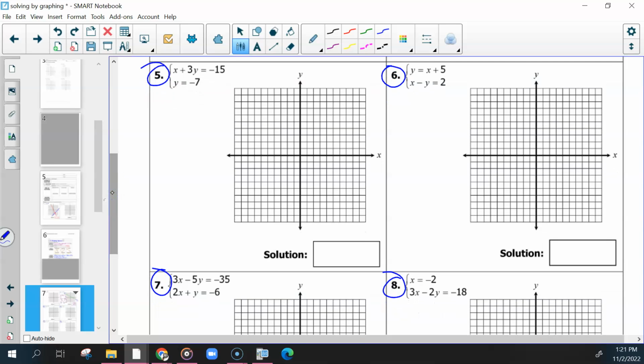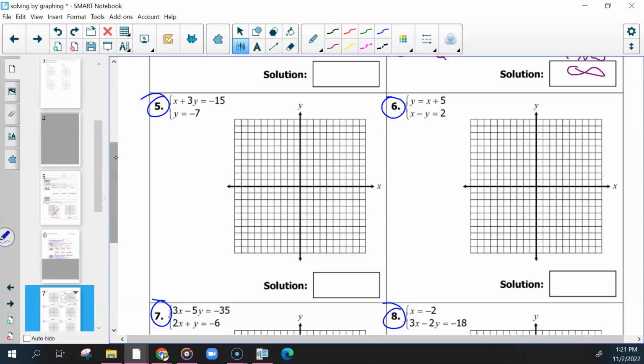So I think we're going to do 6, 7, and 8, and then 5, I'll just refer back to 8. So starting with 6, 1 is in slope-intercept form already, so you can graph that one. Your slope is 1, so you go up 1 over 1 as many times as possible, down the left 1 as many times as possible.